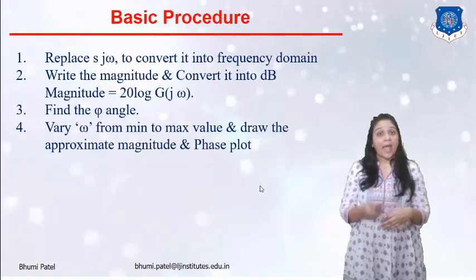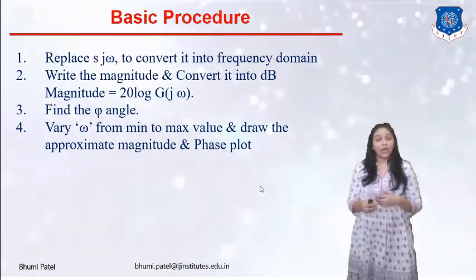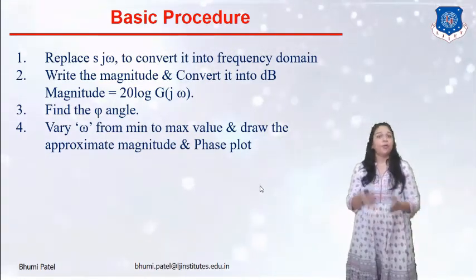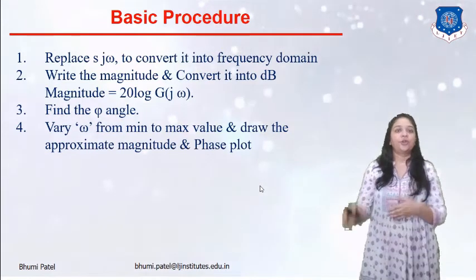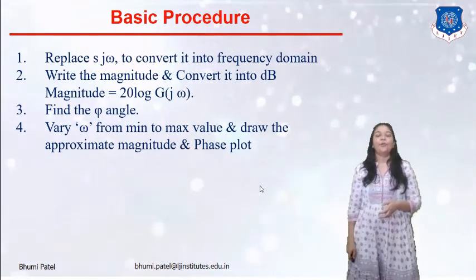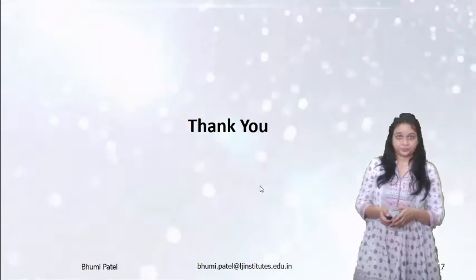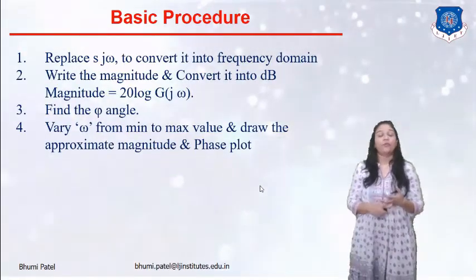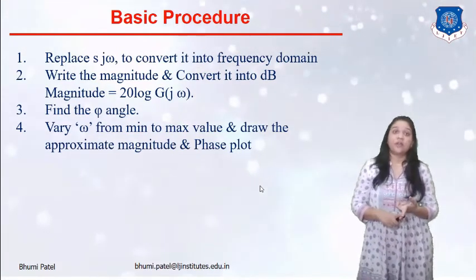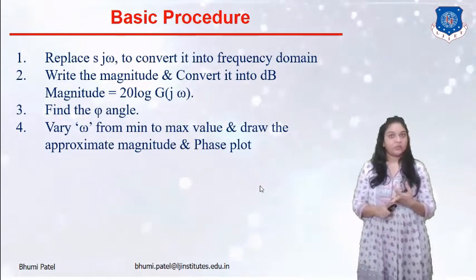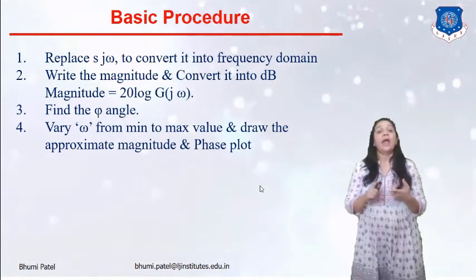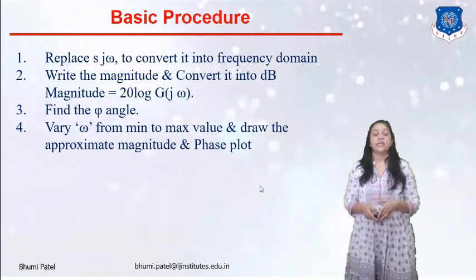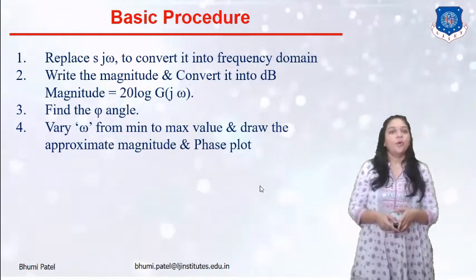Then we have to vary the value of the angular frequency omega from the minimum to the maximum value, and draw the approximate magnitude and phase plot. Using the magnitude and phase plot we have to find the gain crossover frequency, phase crossover frequency, gain margin and the phase margin. So this is the basic process to draw a Bode plot.